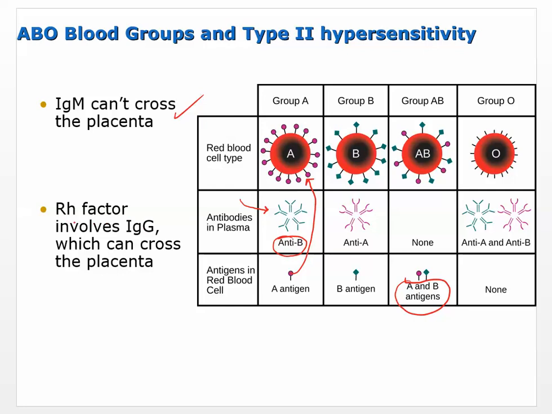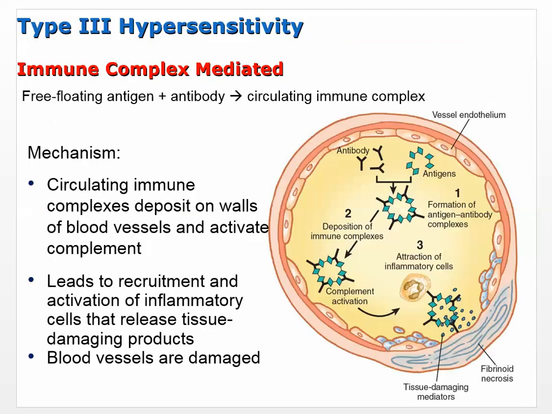However, Rh factor is IgG, and IgG can cross the placenta. So keep that in mind. All right.